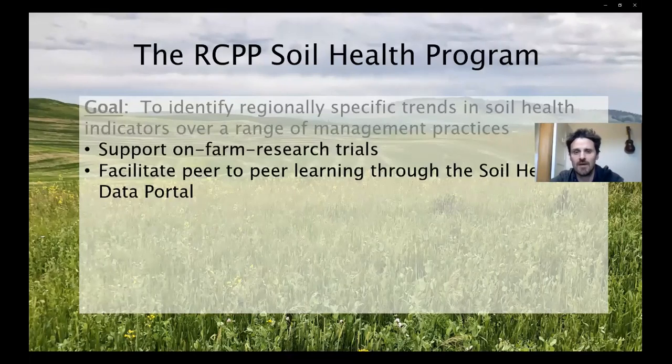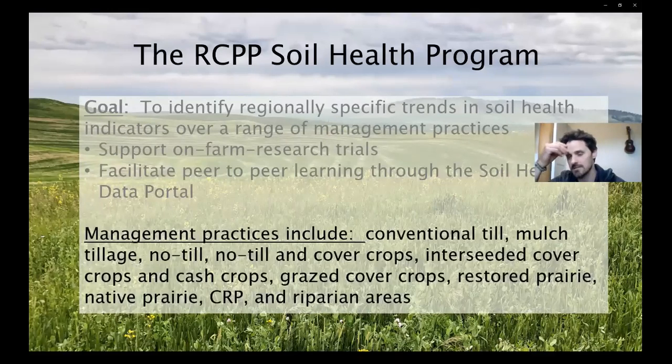Some things have come out since that original goal was stated. A lot of the work that we do now is to support on-farm research trials for folks that want to try things. One of my favorite parts of my job is when somebody comes to me with an idea and asks if I can help them assess it, or at least soil sample out there to see if it's making a difference. What I'm going to talk about today is facilitating peer-to-peer learning through a soil health data portal.